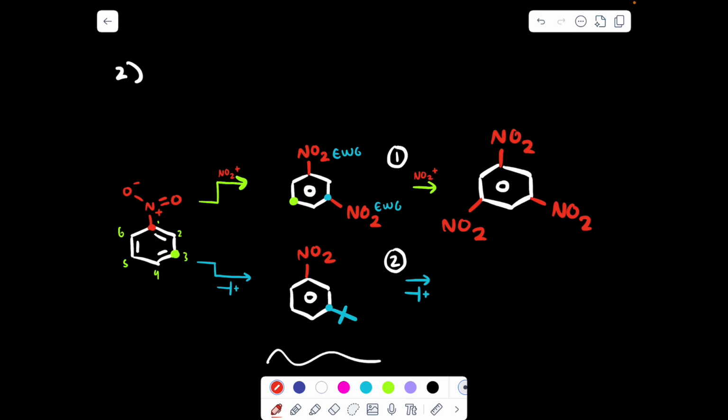And I hope you would be able to tell me that this reaction would be very slow, because when you have 2 electron withdrawing groups on a benzene ring, this decreases the nucleophilicity of the benzene. So it's not very reactive. It still does end up reacting, but its nucleophilicity is decreased. So decreased nucleophilicity, therefore, is the slower reaction.